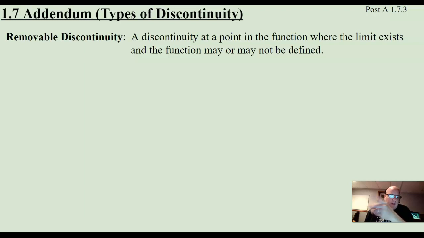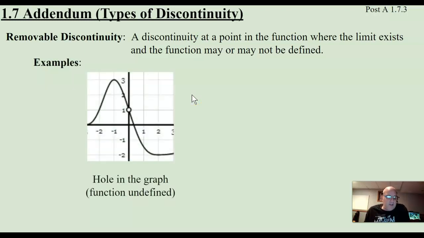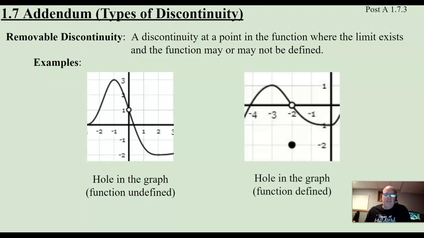And that's a discontinuity at a point in the function where the limit does exist. Okay, so a removable discontinuity, the limit exists, but the function may be defined or it may not be defined. So a couple examples of this. Here is a discontinuity where the limit as x approaches 0 exists, but notice that f of 0 does not exist. So it's like the point has been removed, and that's why we call it a removable discontinuity.